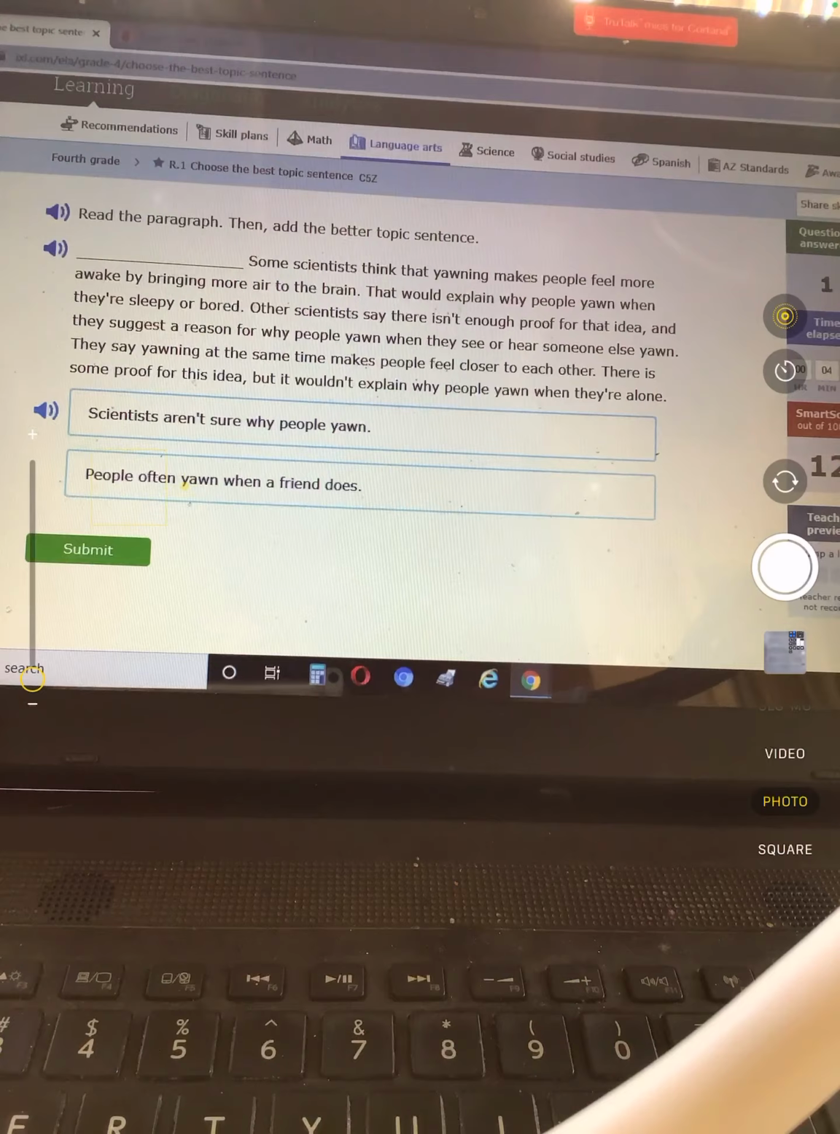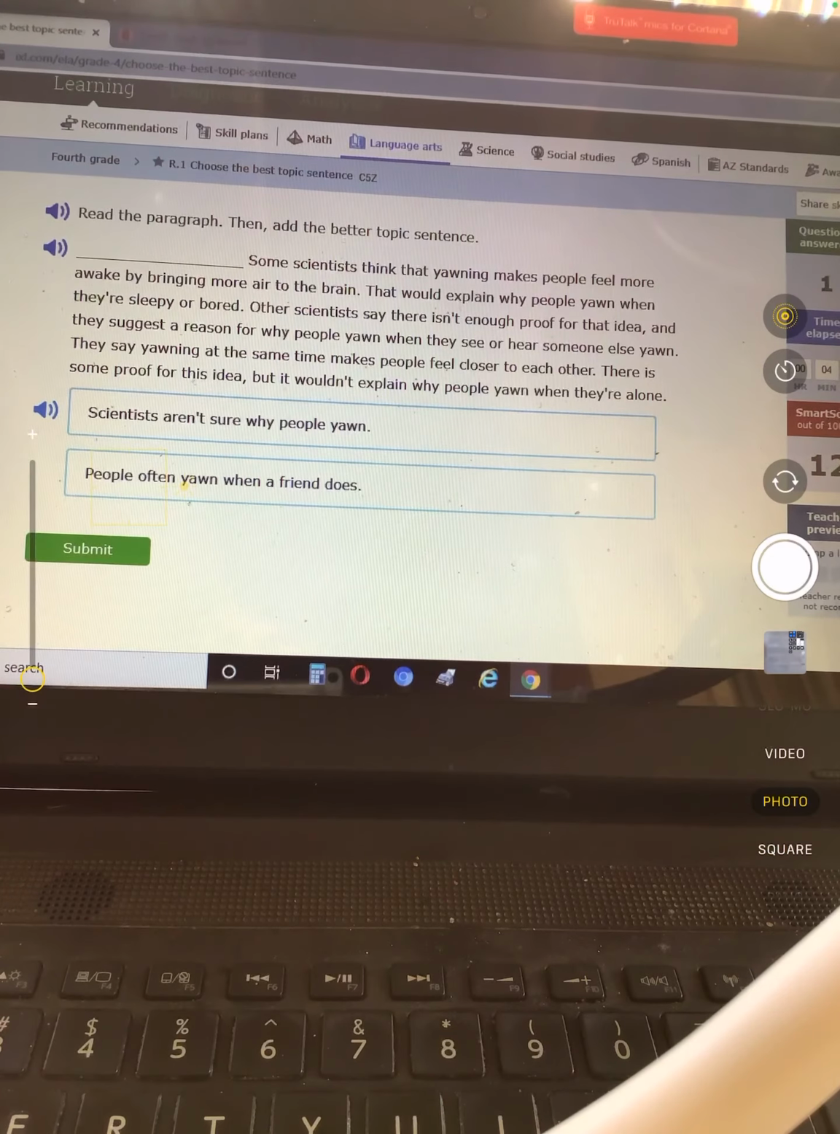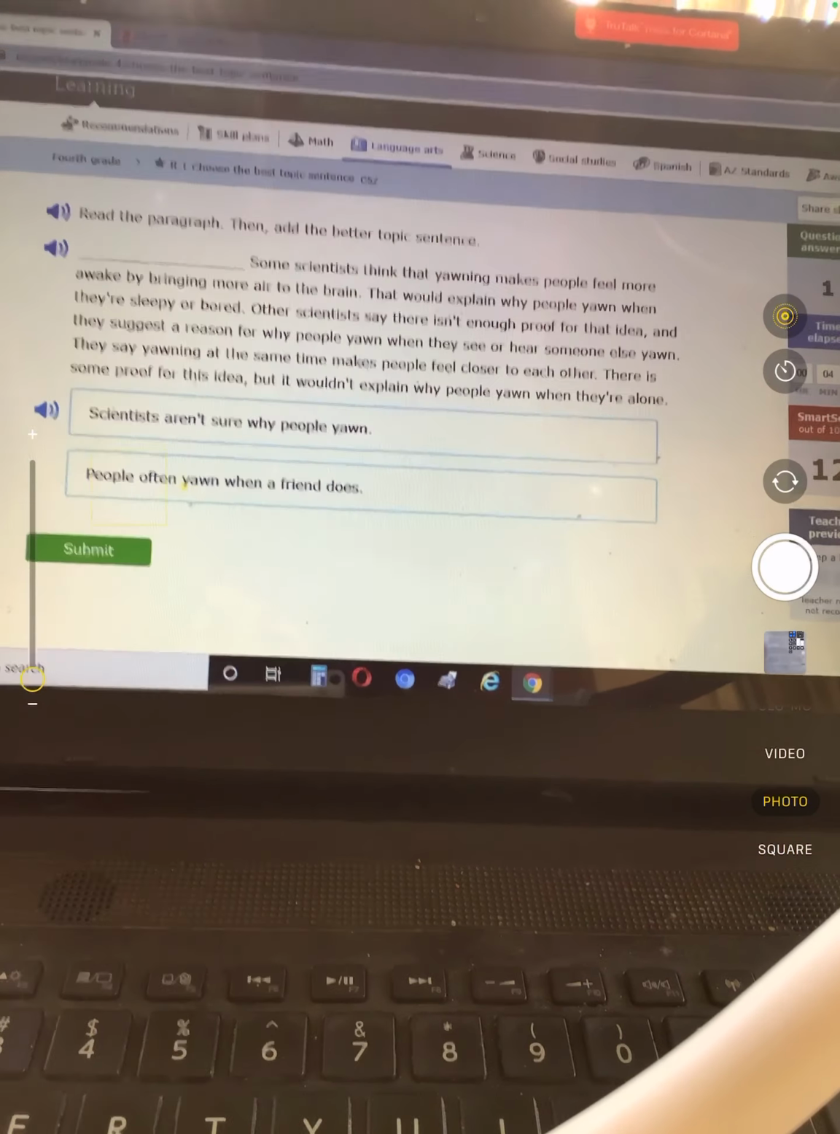Okay. Some scientists think that yawning makes people feel more awake by bringing more air into the brain. That would explain why people yawn when they're sleepy or bored. Other scientists say there isn't enough proof for that idea, and they suggest a reason for why people yawn when they see or hear someone else yawn. Whoops, I'm sorry. They say yawning at the same time makes people feel closer to each other. There is some proof for this idea, but it wouldn't explain why people yawn when they're alone. So what would be our topic sentence?